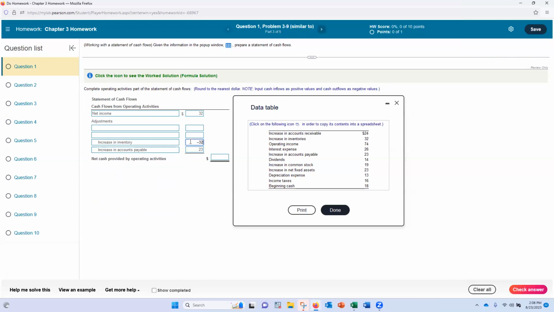Okay, so negative 32. Again, these are all listed as positives, but when we attach them to the cash flow statement, if we spend money, that's a negative. So an increase in inventory would be negative. Now, even for accounts payable, we borrowed that money, but cash flow came in. So it's 23. So what else do we have?